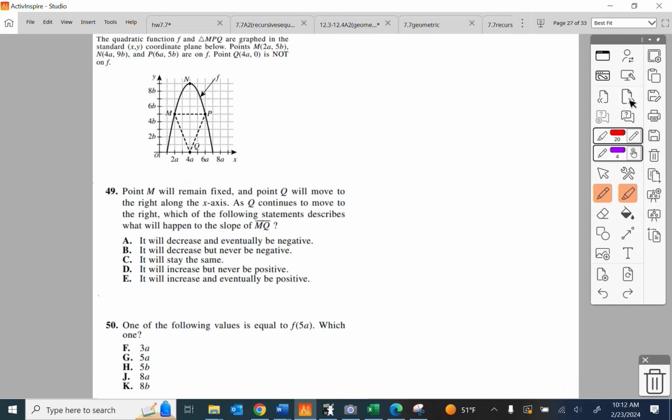49. I need to stop at 49. Point M will remain fixed, and point Q will move to the right along the x-axis. As Q continues to move right, which of the following statements describes what happens to the slope of M to Q? So if Q gets moved over to the right, maybe it gets moved right here. It looks to me like the slope is not as steep.